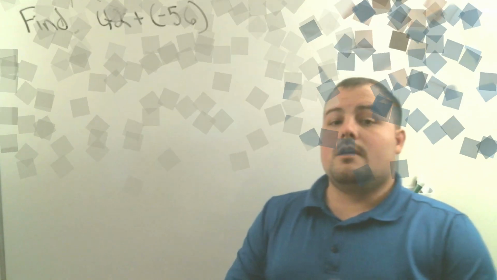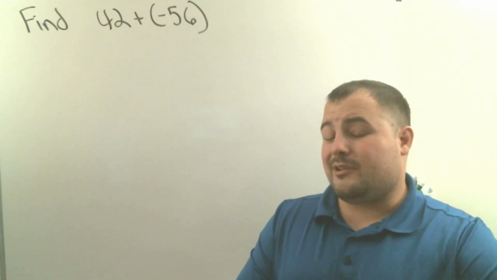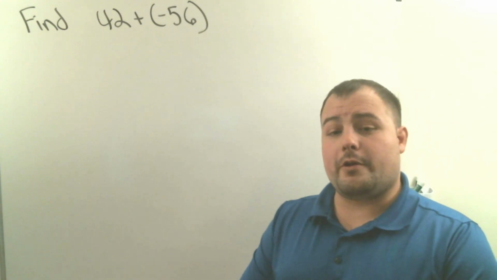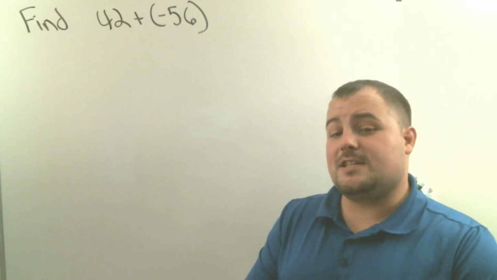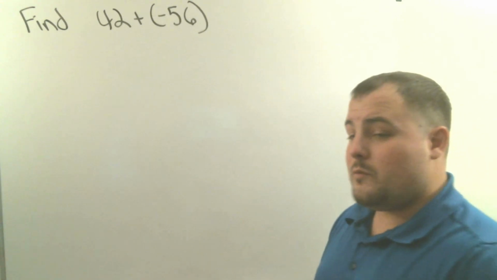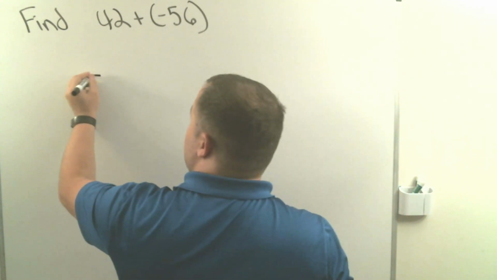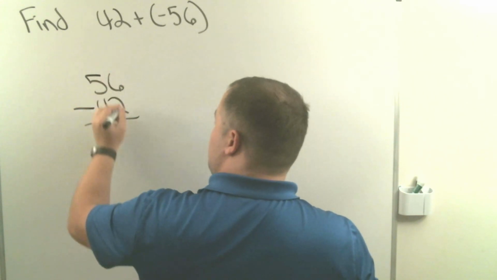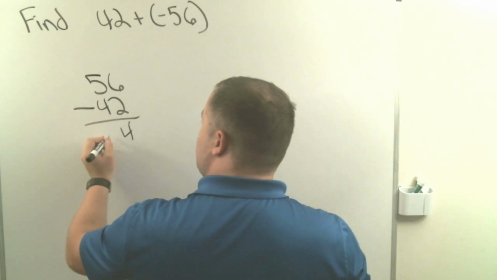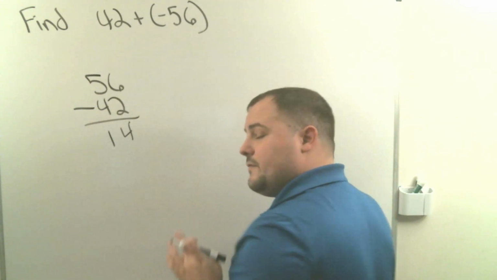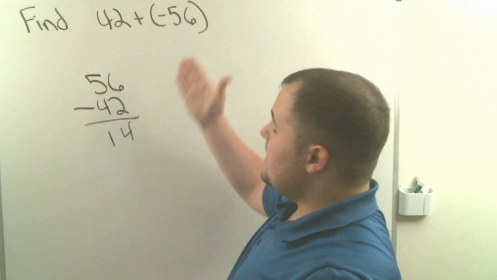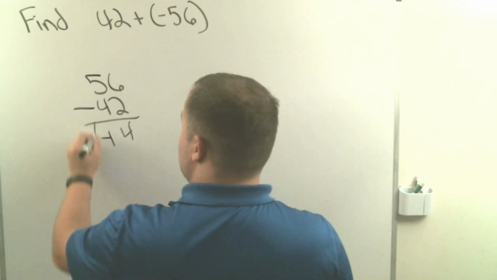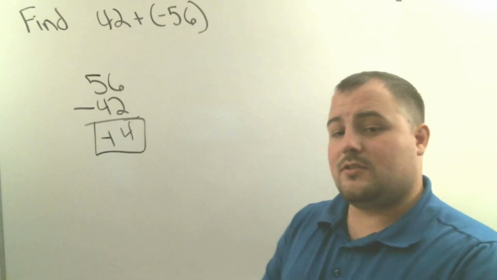Let's do one more. In our final example, we have 42 plus negative 56. We're going to take the absolute values of both. 42 is 42, and negative 56 is 56. 56 is bigger. So what we need to do, since we're adding, is we're going to take 56 and subtract 42. 6 minus 2 is 4. 5 minus 4 is 1. So my answer is 14. And so we need to look at this and say which one was bigger again. 56 was bigger, so my answer is negative 14. And that's how we do this problem.